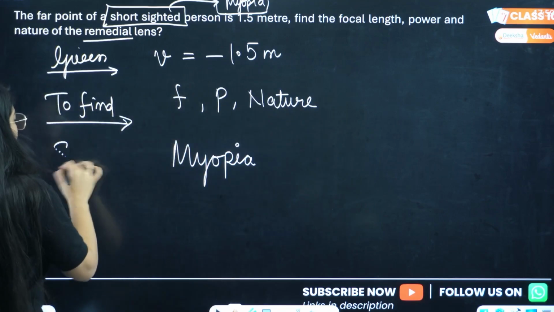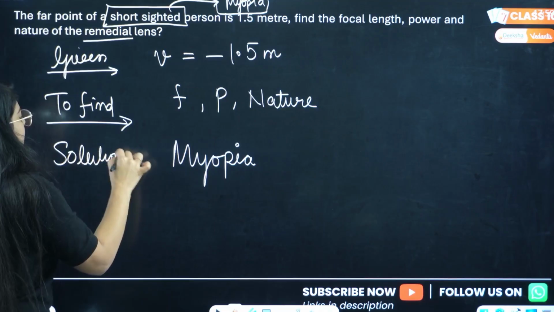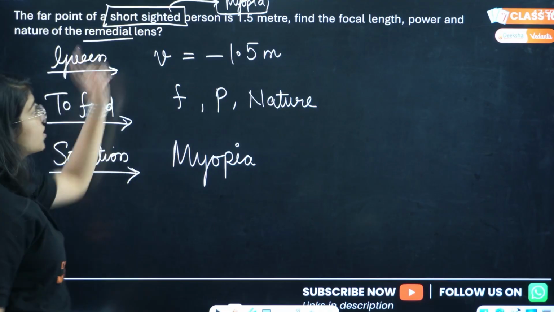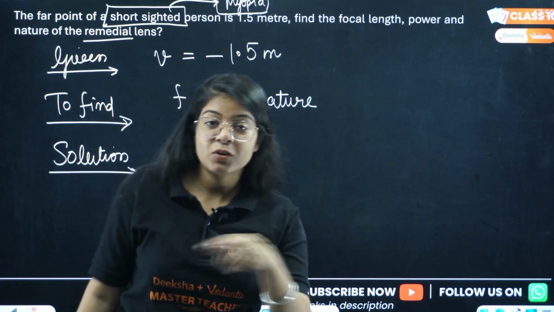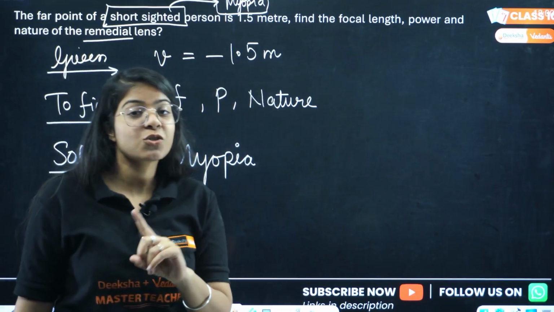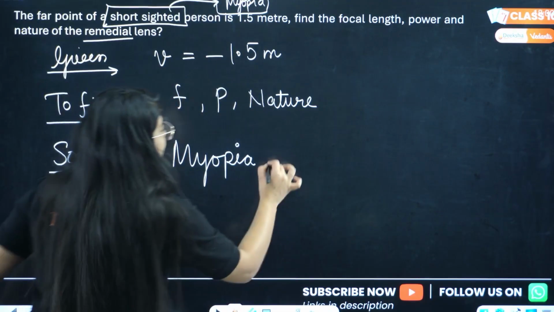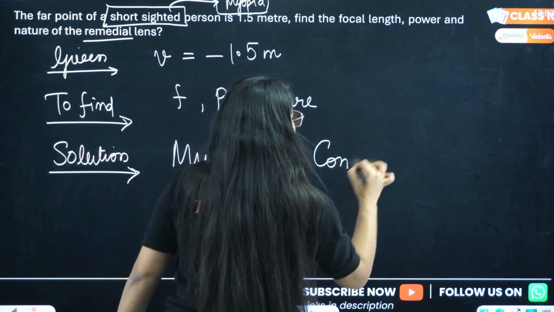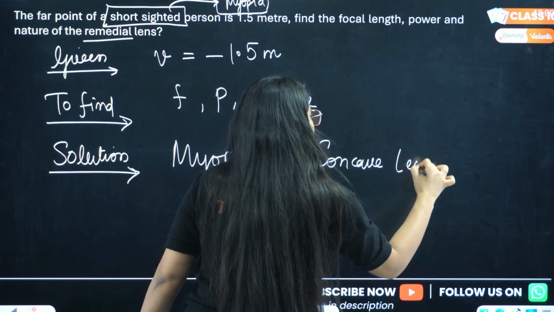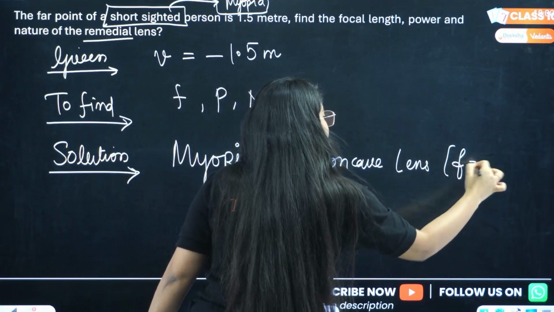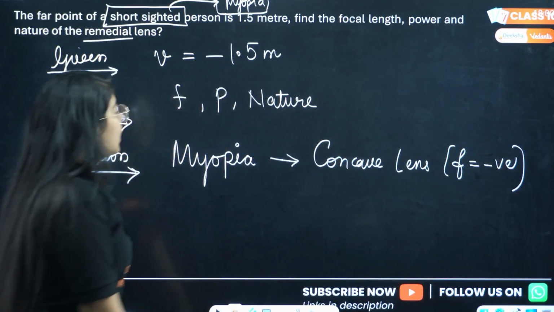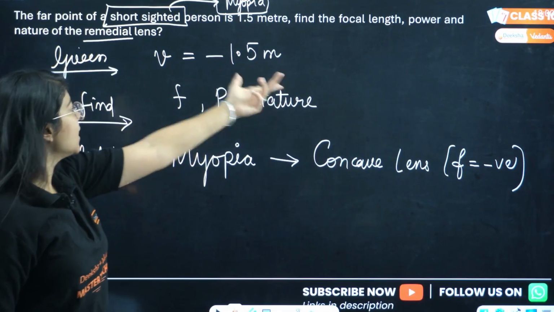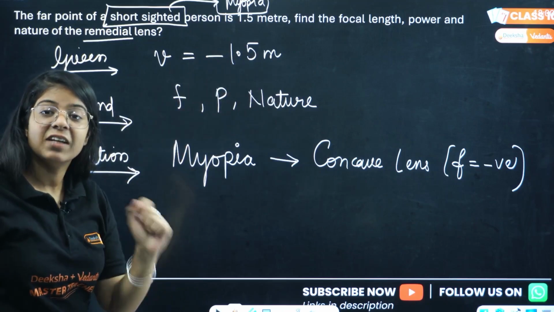Now, I have given in the question that the defect is short-sightedness. That means myopia. Which lens is used to correct myopia? Let me know in the comment section again. Which lens is used to correct myopia? Great. It is concave lens. And the focal length of a concave lens is also always negative. Done. Now, I have to find focal length, power and nature. V is given, right?